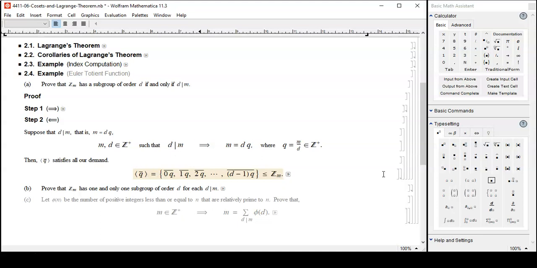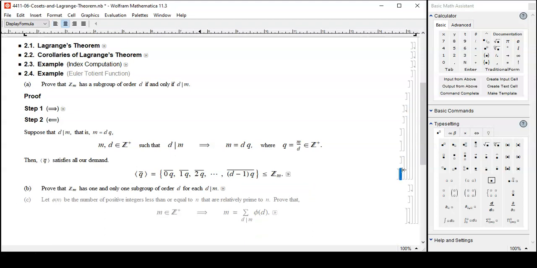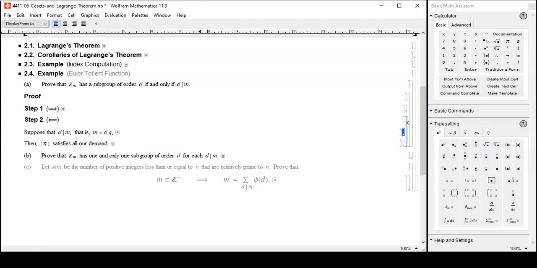Now, is this a subgroup? Yeah, everything was done. By the way, if you don't like this Q expression, you can use just the M over D expression too. Even though this looks like a fraction, it's an integer. Okay, all right. Those are quick.